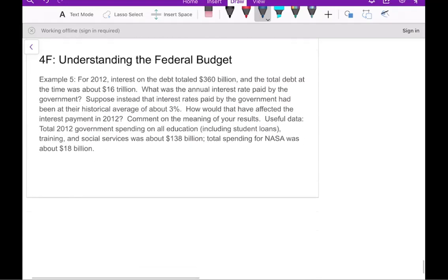Okay. So the last example that we'll do is that in 2012, interest on the debt totaled $360 billion. And the total debt at the time was $16 trillion. So first, what was the annual interest rate paid by the government? So let's just do this one piece at a time. We'll do that first. So I know that if I take 16 trillion and I multiply it by some interest rate R, I'm going to get 360 billion. Right? So of course, if I want to get R, I'm going to divide both sides by the 16 trillion.